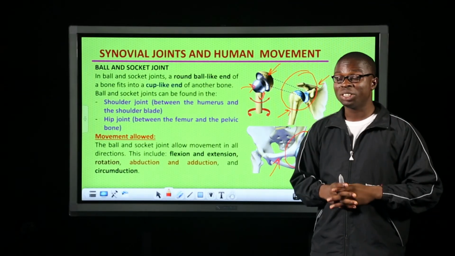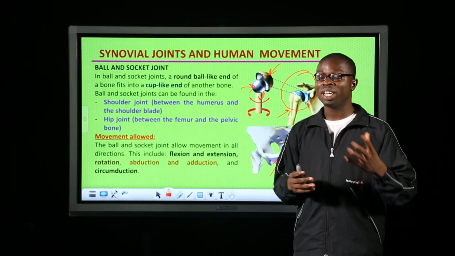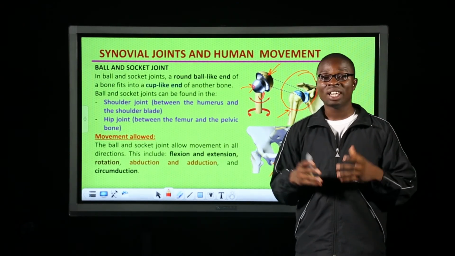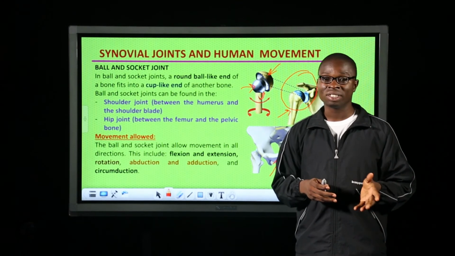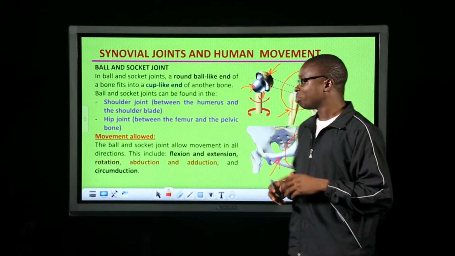The ball and socket joints allow for movement in all directions, which are flexion, extension, adduction, abduction, circumduction, and rotation. Next, we'll talk about the planar joints.